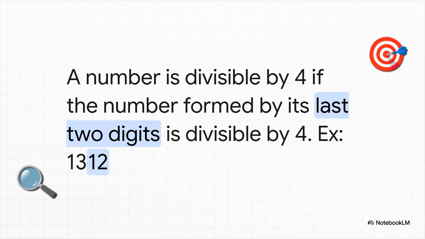Okay, the rule for 4 is basically a level up from the rule for 2. Instead of just looking at the last digit, you look at the number formed by the last 2 digits. So if you have a huge number like 40,832, you can just ignore all the stuff at the beginning and focus on the 32. Is 32 divisible by 4? Yes, it is. So that means the entire number is too.